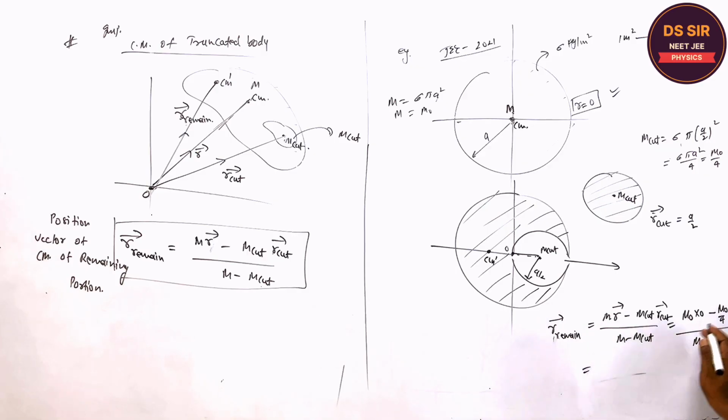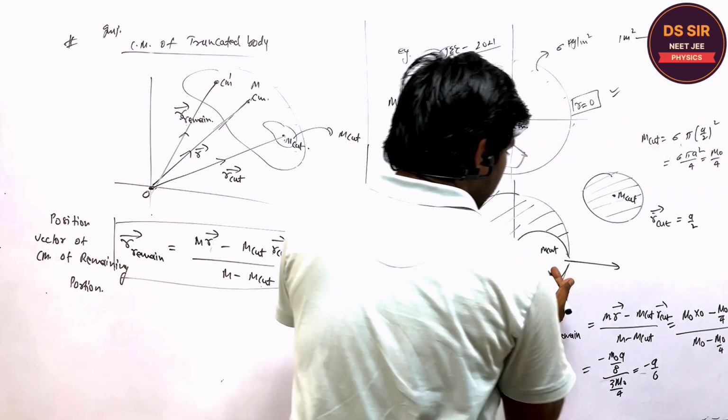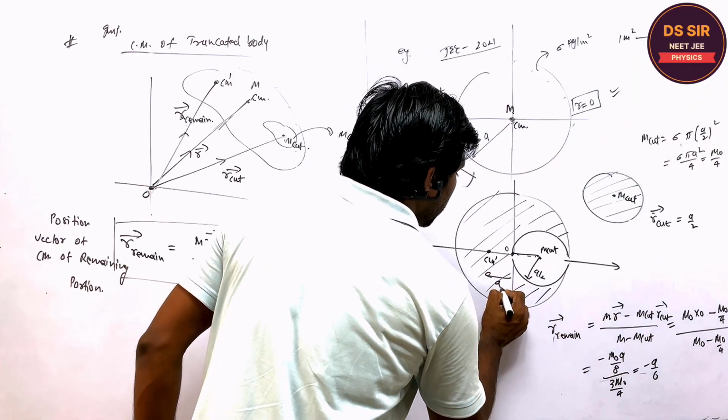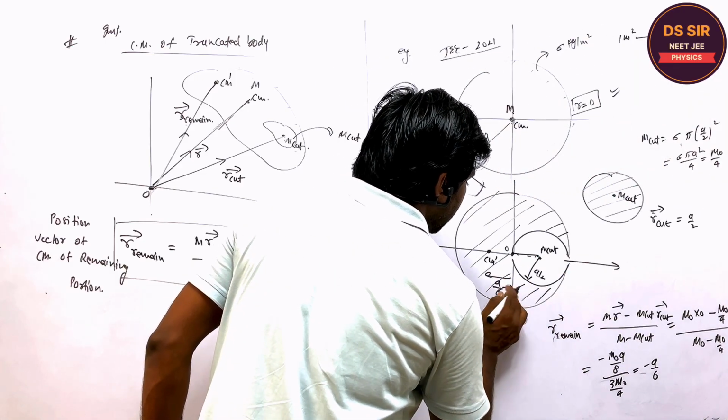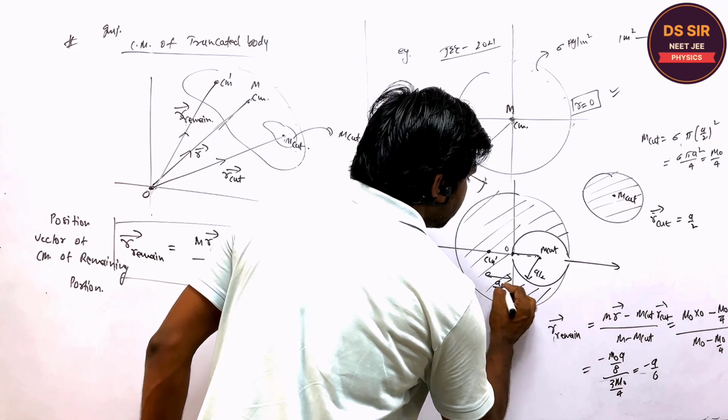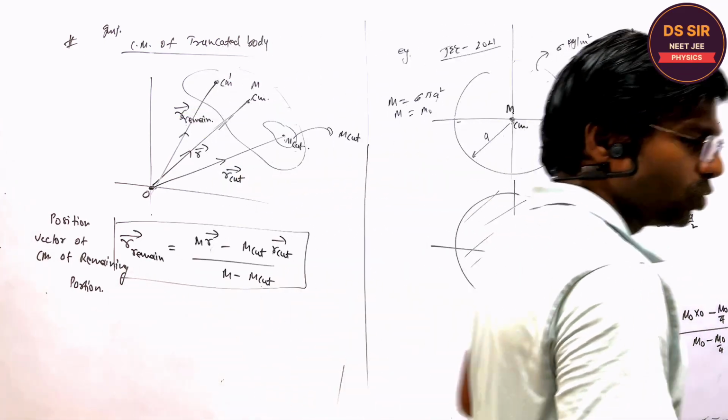Now you will simplify this. It is m naught a by 8 divided by 3m naught by 4. Right? So what answer will you get? Minus a by 6. So the center of mass will be shifted to this point by distance a by 6. Is it clear or not? So this is the solution of this question.